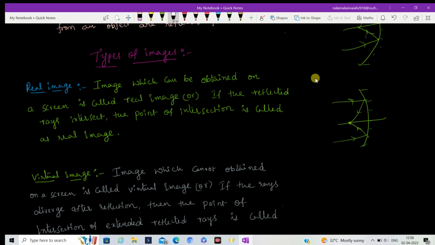Okay, so here you can see the definition. An image which can be obtained on a screen is called a real image, or if the reflected rays intersect, the point of intersection is called a real image. So these are the reflected light rays. Those reflected light rays are meeting at one point. So that is called real image.